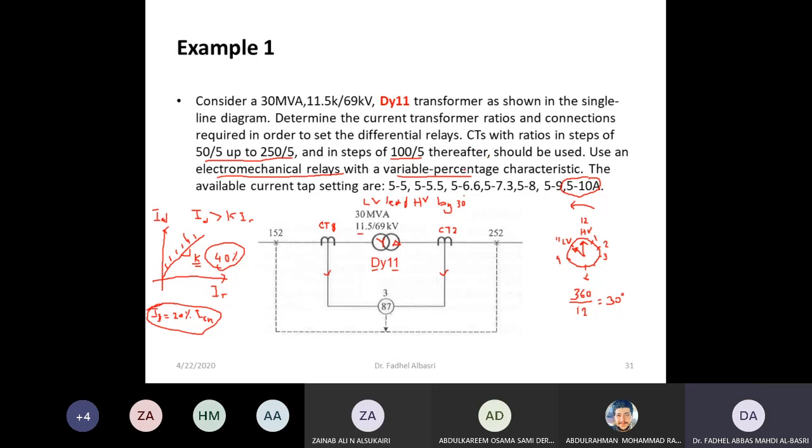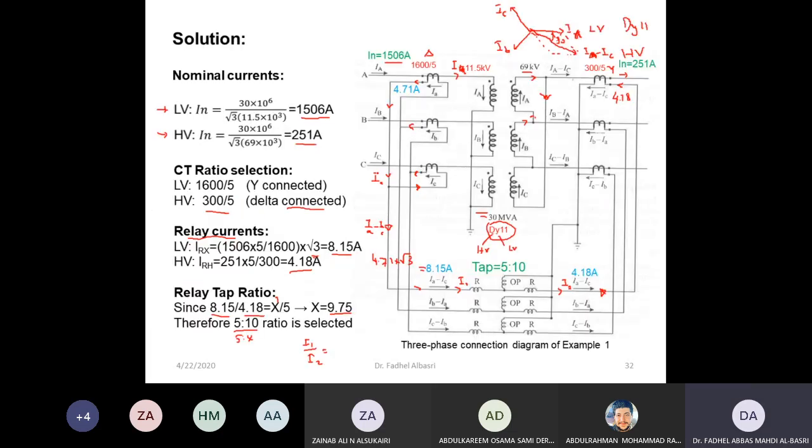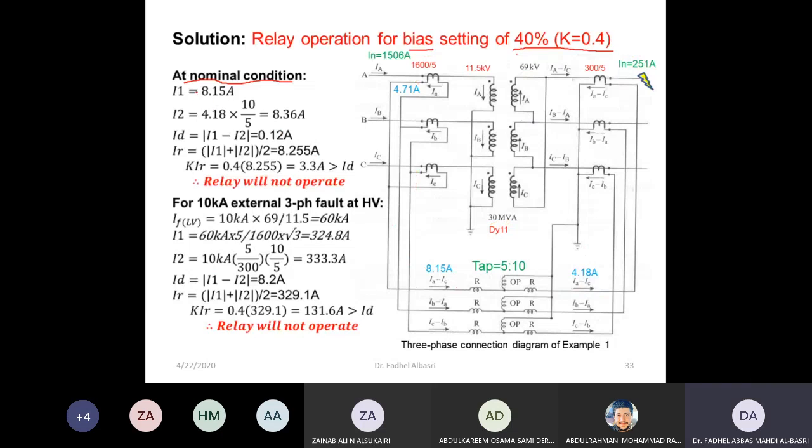So this percentage differential. Okay, so we have only this to check. In this case, at normal condition, what is I1? I1 is this, right? It is 8 point. This is I1 that goes to the relay. Okay, and I2 is this.